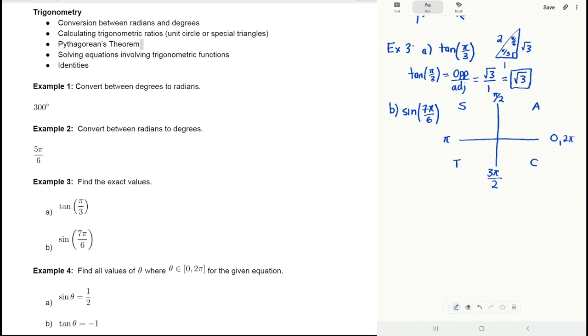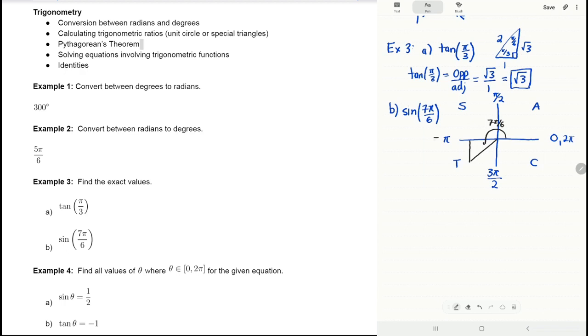So what we're wanting to find is the sine of 7 pi over 6. So 7 pi over 6 is just a bit larger than pi, right? It's pi over 6 more than pi. So that angle is going to be in quadrant 3. So this entire angle is 7 pi over 6.